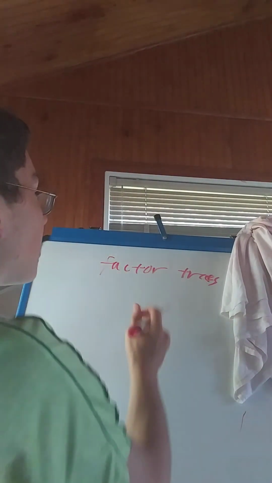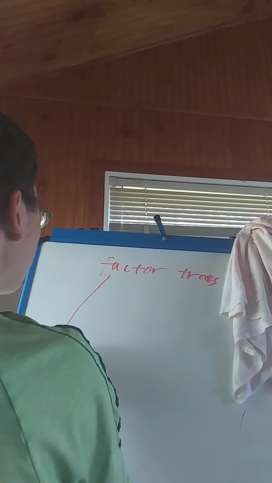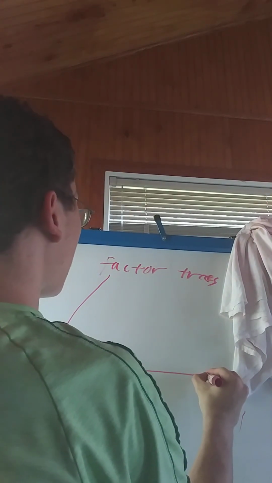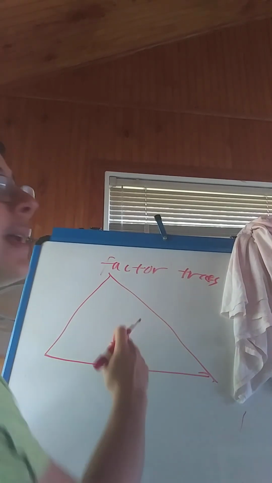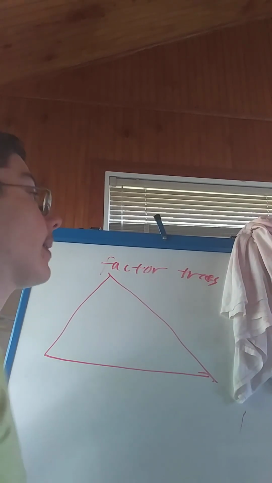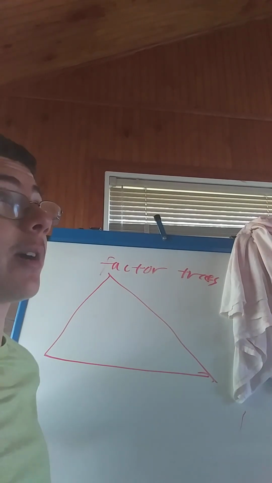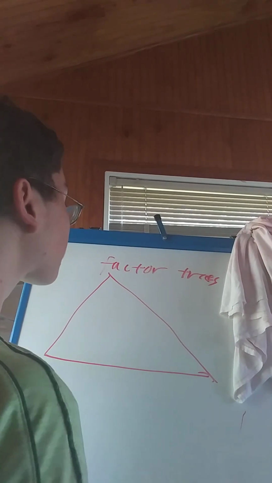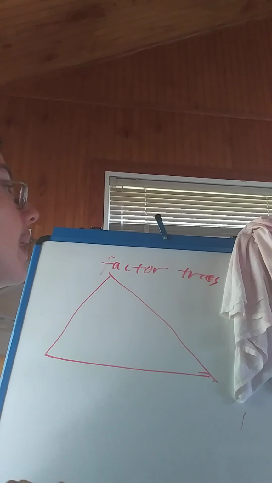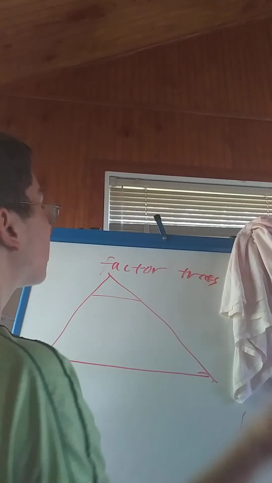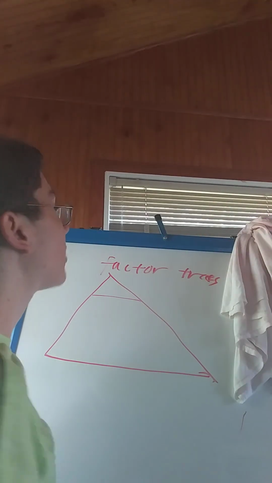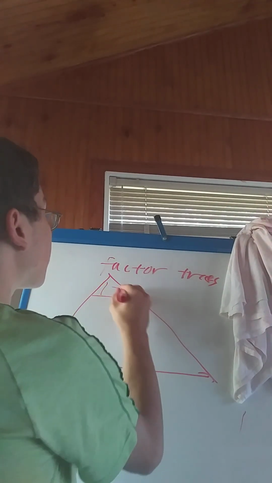Okay, so factor trees. So then what you're going to be doing is making a triangle shape that looks like this. Okay, it looks like that right there. So, a triangle shape, looking like a factor tree. And at the top of the triangle, you're just putting a random number. So I'm going to do 12.